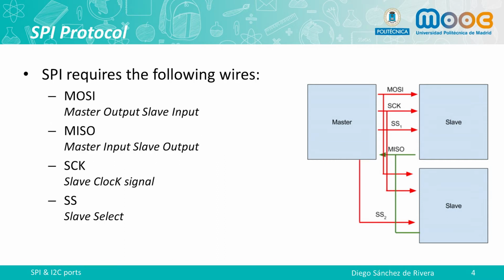Typically, there are three lines common to all devices: master in, slave out, the line for sending data to the master; master out, slave in, the line for sending data to the peripheral; and serial clock, the clock pulses that synchronize data transmission generated by the master. And one line specific for every device, the slave select, which is defined on each device that the master can use to enable and disable specific devices.